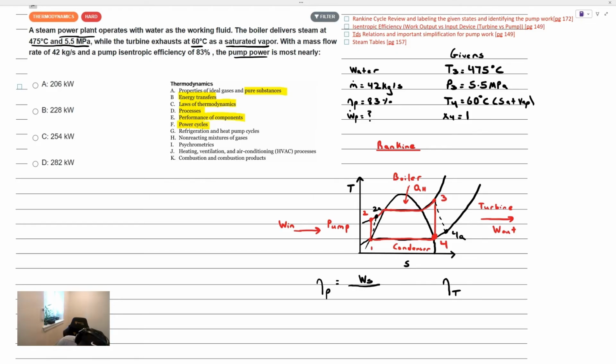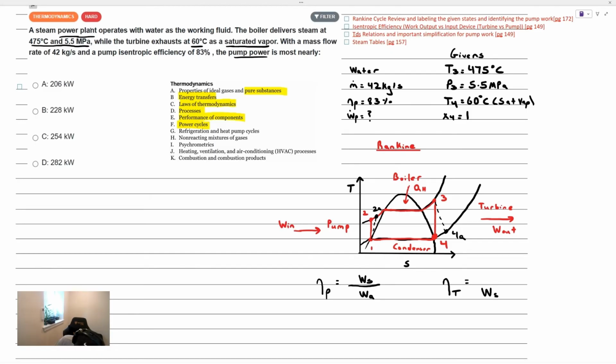I input the minimum amount of power. It's the ratio of the minimum amount of power that I can input, that's the ideal, divided by the actual. The actual pump will require a little bit more energy because it's not 100% efficient. Now, what about for the turbine? The ideal turbine will produce the most amount of energy.